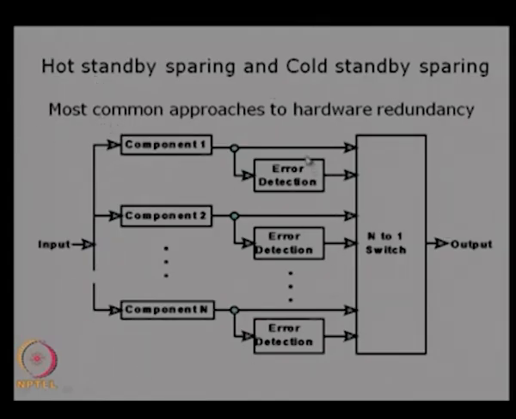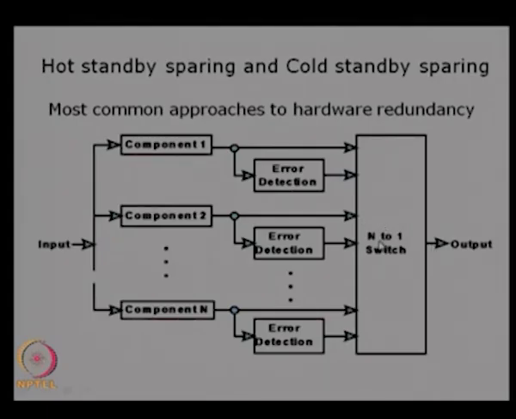So the main components here are basically the duplicate components which actually provide the function, then the error detection function which will declare there is an error in any of these components, and there is an N-to-1 switch. These are the main components needed for implementing the standby sparing method, whether it is cold standby or hot standby. This switch will decide which output to send from here. So when there is an error in any one of these, there will not be any problem. If you have 3 components, even if 2 fail, it will take over and the output can be given from this switch.